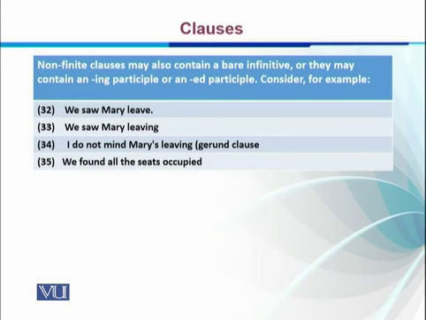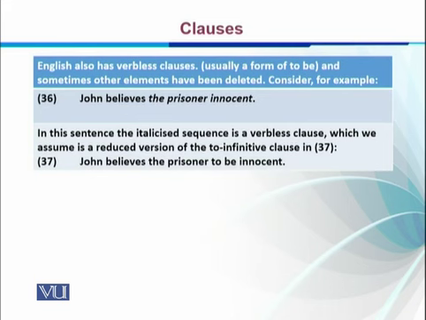Sometimes we have a clause which has a subject, object, or all the constituents. Sometimes it's simply based on the verb, and there can also be a verbless clause. So English has verbless clauses, usually with a form of to be, and sometimes other elements have been deleted. John believes the prisoner innocent. In this sentence the italicized the prisoner innocent is a verbless clause, which we assume is a reduced version of the to infinitive clause. John believes the prisoner to be innocent.